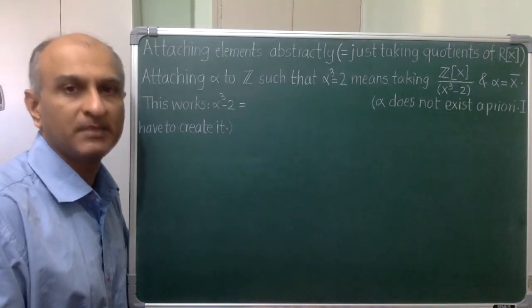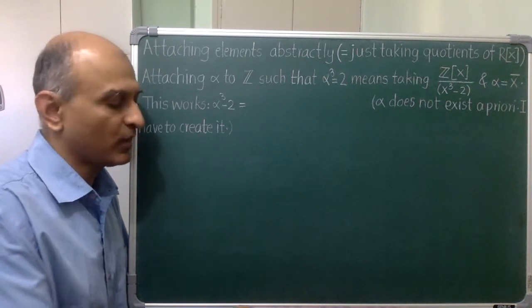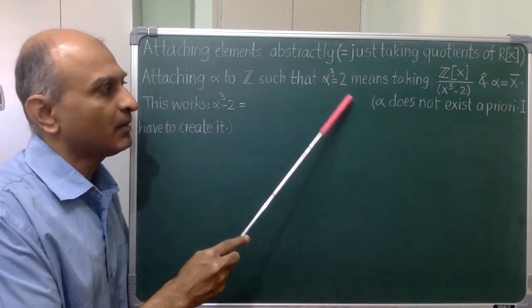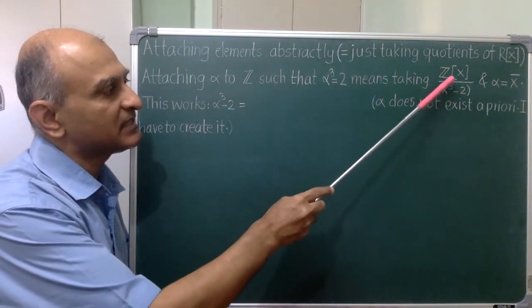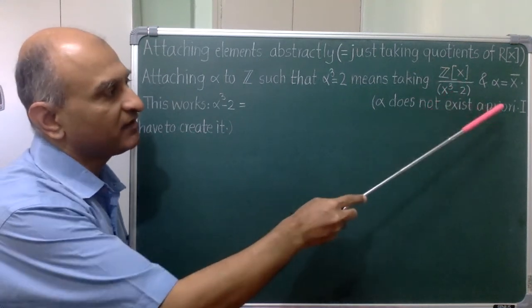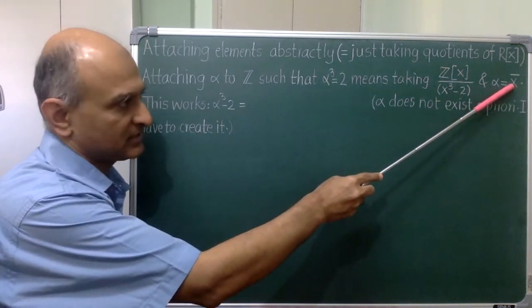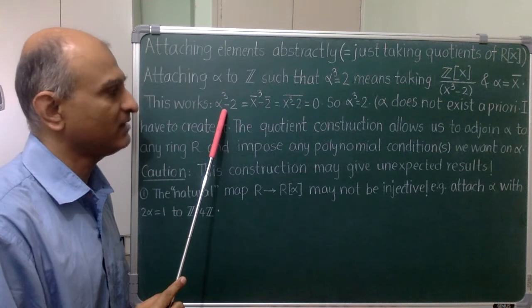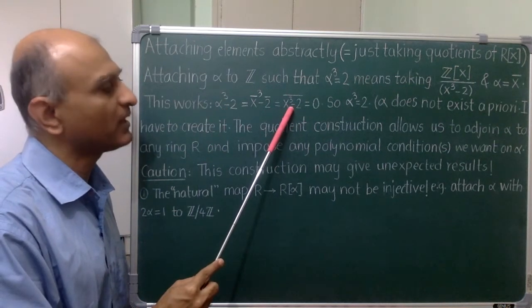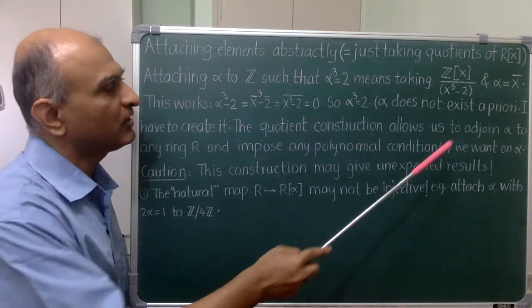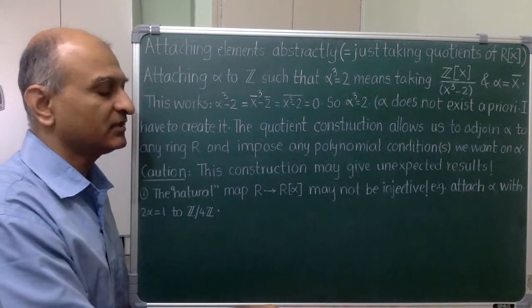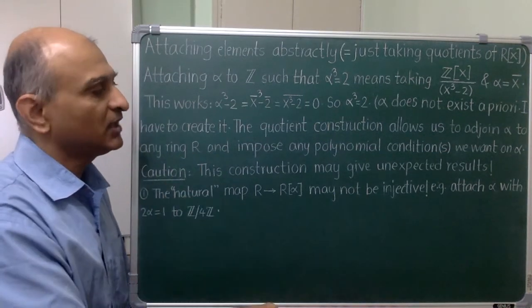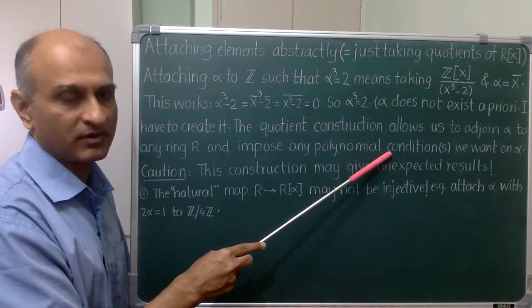Suppose I don't know any numbers beyond integers, but I still want to have a number alpha whose cube is 2. No such number exists, but I can create it by taking Z[x] mod x cubed minus 2 and defining alpha to be the congruence class of x. Just check that this works. If I subtract 2 from the cube of alpha, I get the congruence class of x cubed minus 2, and that is 0 because I made it so. Similarly, the quotient construction allows me to adjoin alpha to any ring R with whatever polynomial conditions I want.